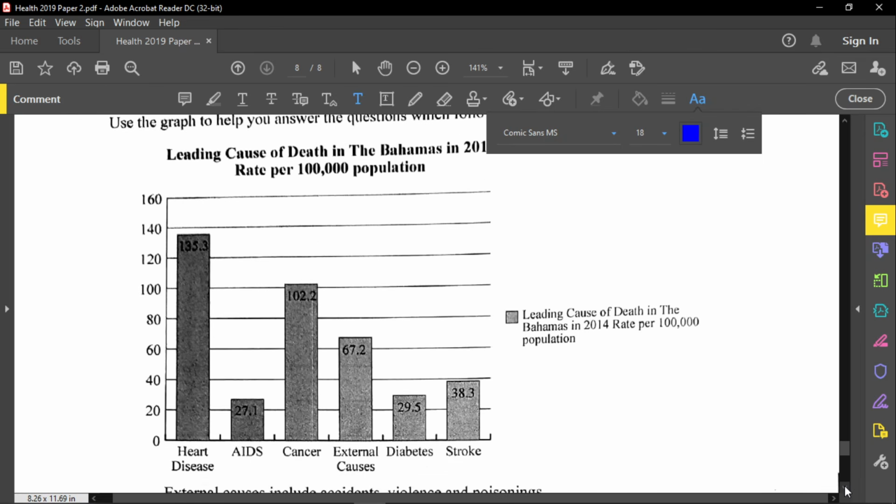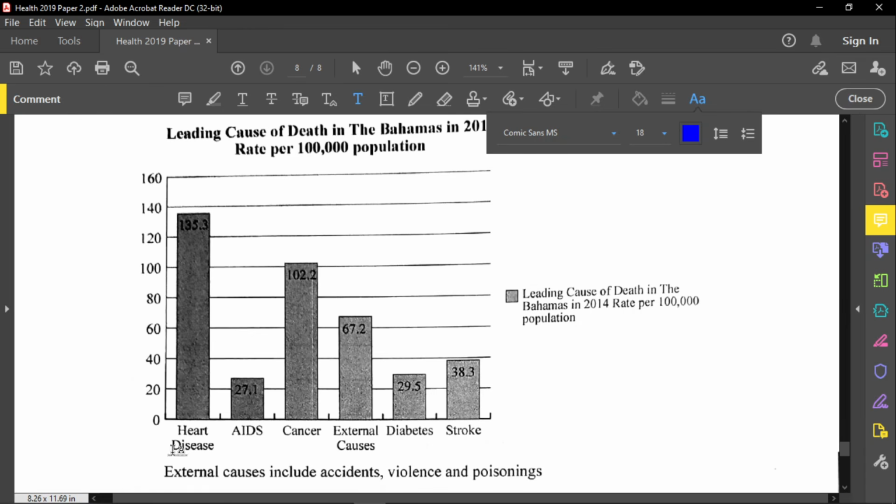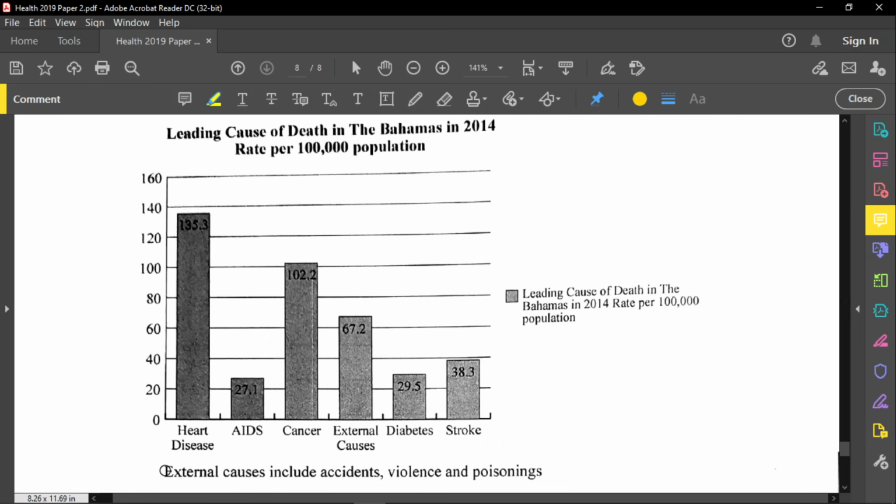All right, and so let's go into them. Heart disease is 135.3, the number is right here. AIDS is 27.1, and cancer is 102.2. External causes, which below the chart include accidents, violence, and poisoning, is 67.2. Diabetes is 29.5, and stroke is 38.3. All right, so let's go to the questions now and answer them.